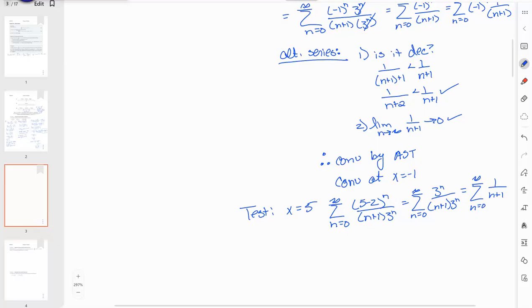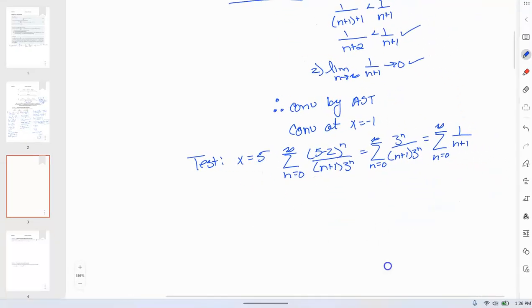So we could think about a couple of different things. We could use a couple of different tests here. We could do a comparison to 1 over n, which is the harmonic series, or we could use the integral test.